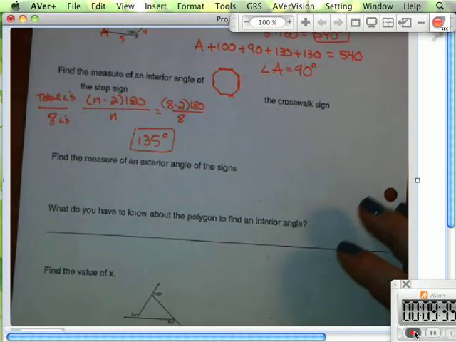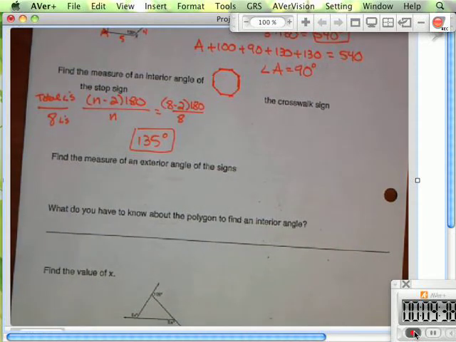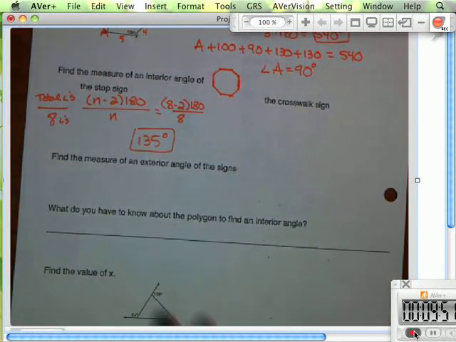Now let's just look at that picture. Does that kind of make sense for one of these angles? Is it bigger than 90? Yeah, it's bigger than 90. It makes sense if you look at the size of the angle. Okay? All right, the crosswalk sign.